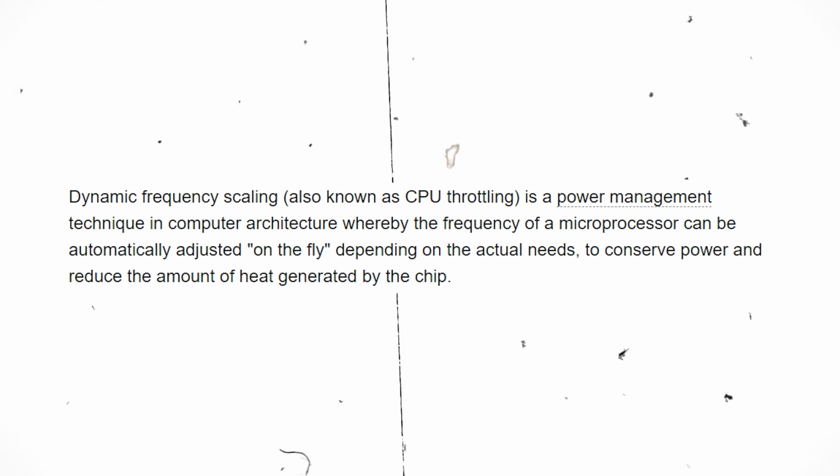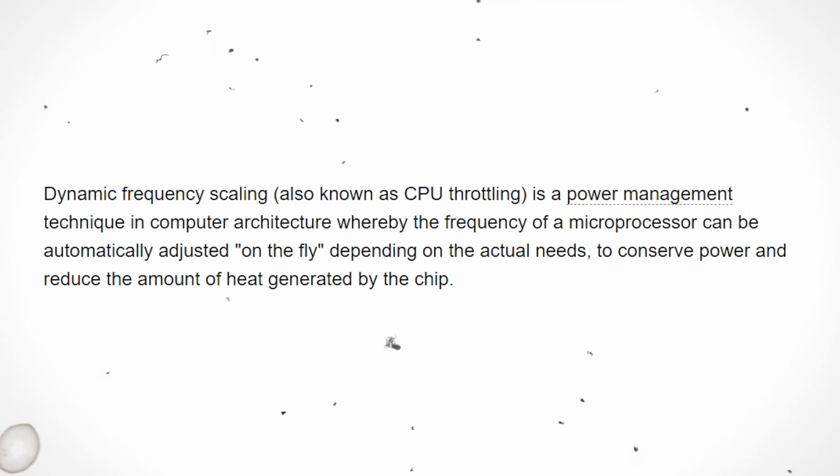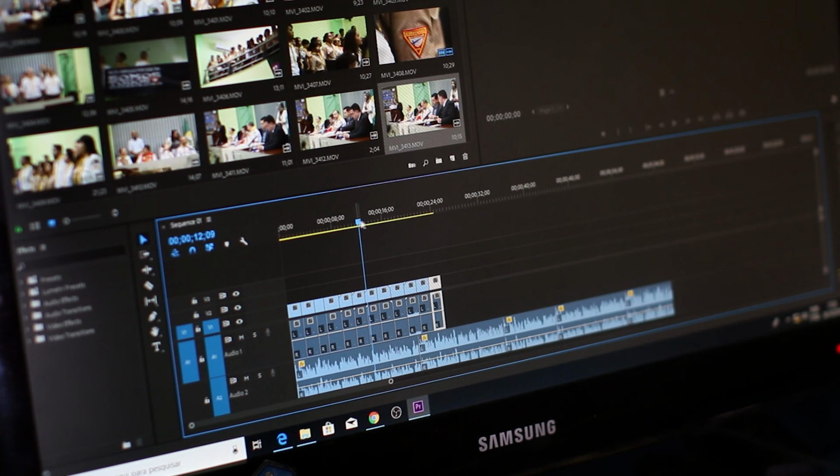So to start off with, CPU throttling refers to a technology called dynamic frequency scaling. That's where the processor limits its power draw to match the performance needed for the specific task that you're doing. So for example, this computer is an editing powerhouse. I use it for Premiere Pro, I use it for Photoshop, and I use it for everything that you see to make videos like this.